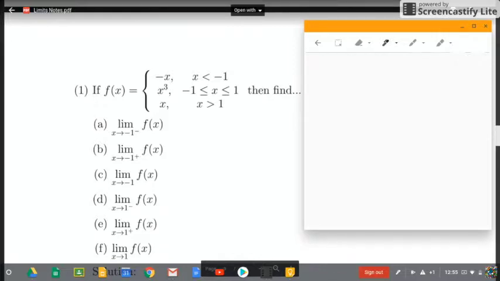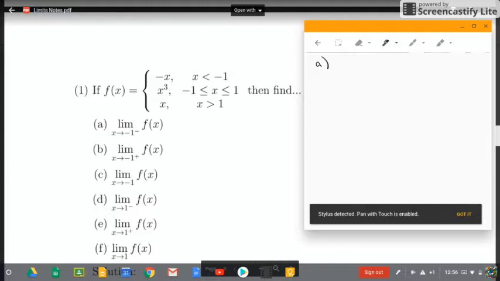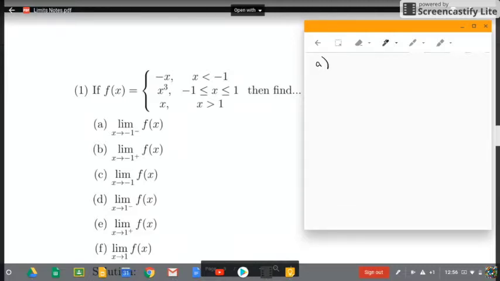Now, I am going to graph this in a bit, but before I do that, I want to take a look at these limits without going back to the graph. So for example, we're going to take a look at the limit as x approaches negative 1 from the left of f of x. We shouldn't need to go to the graph to figure this out.